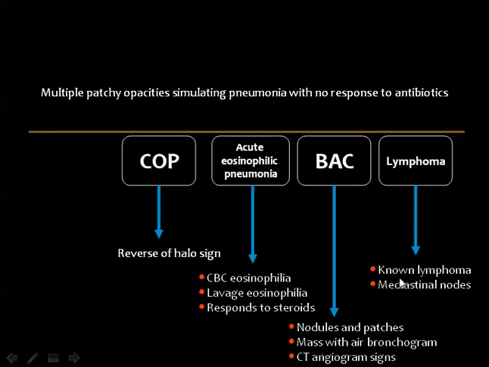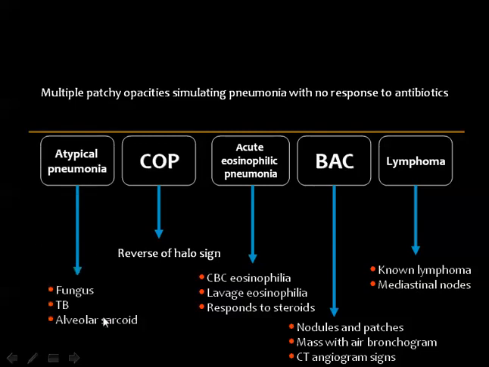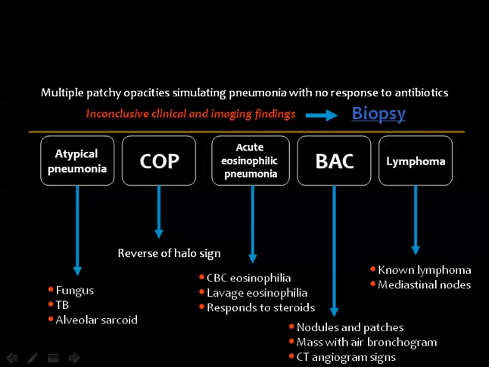Many times you know that the patient is a lymphoma patient and you may get mediastinal lymph nodes. Atypical pneumonia, and this may be due to fungus, TB, or alveolar sarcoid. These types of pneumonias do not respond to antibiotics, and at that time you consider it atypical pneumonia. The fungal pneumonia is seen usually in cancer patients, TB, as I have mentioned, and alveolar sarcoid. And in many of these cases, you go to biopsy.